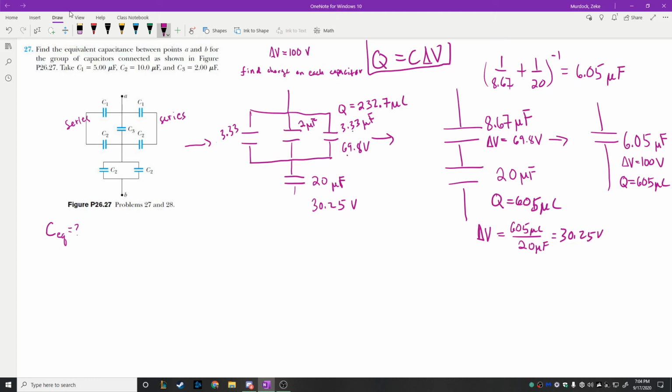Just take that times that. Okay. So that's going to be 232.7, and then this one will also be 232.7 because it's the same. And then since these were in series, you end up with 232.7 microcoulombs on this one, as well as the one above, and this one.